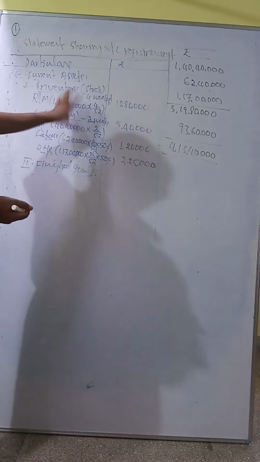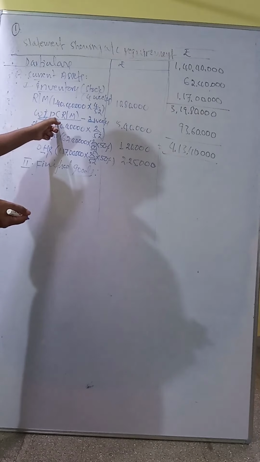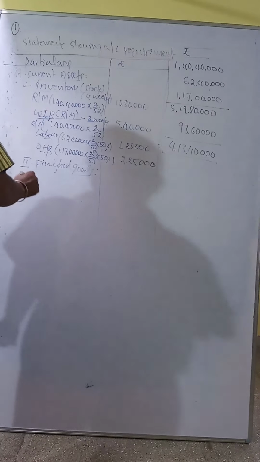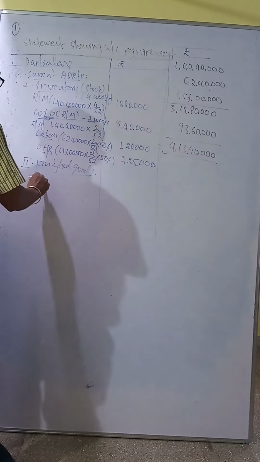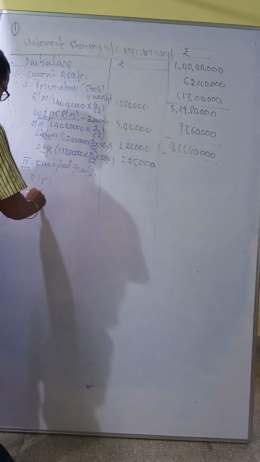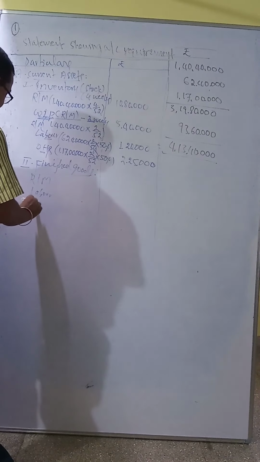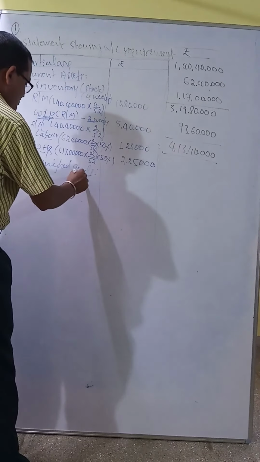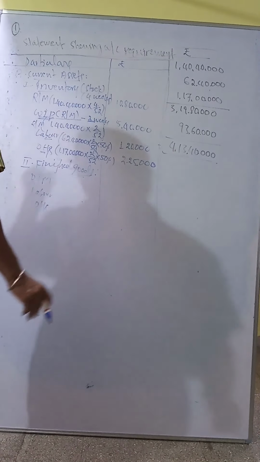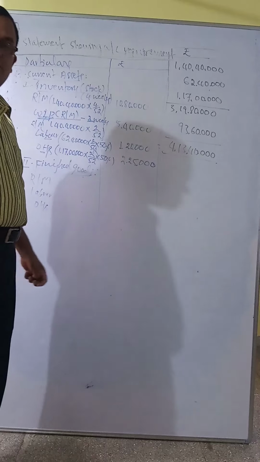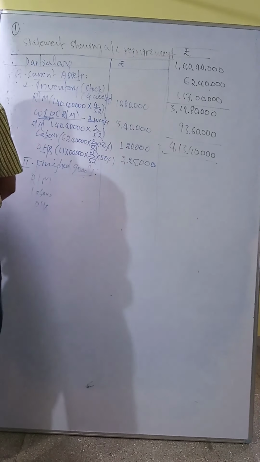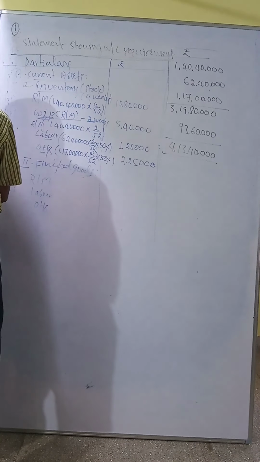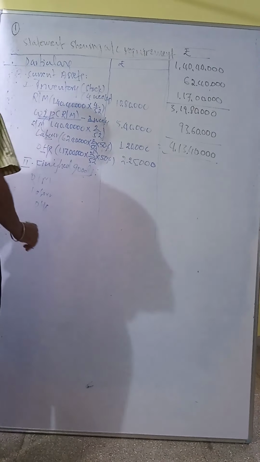Like first, inventory and current assets. Inventory comprises raw material, work in progress, labor, overheads. Again, in finished goods, it is raw material, then labor and overheads. I told you. So here, for the finished goods, how many weeks are given? They have given 4 weeks. Finished goods in stock average 1 month.